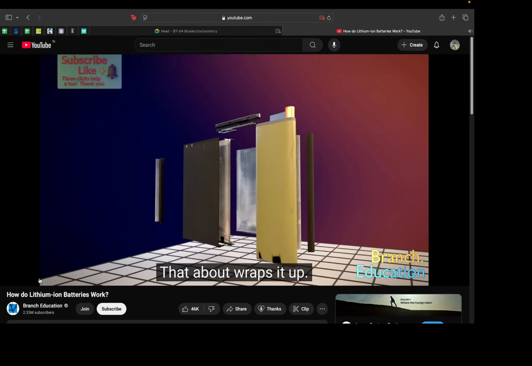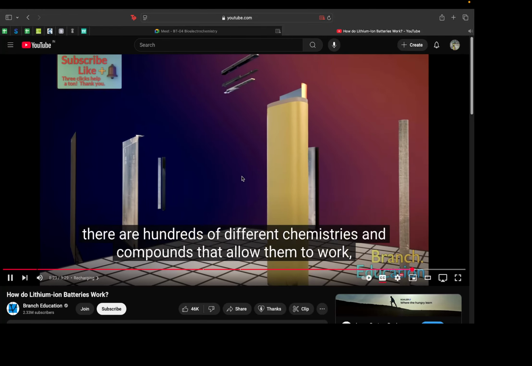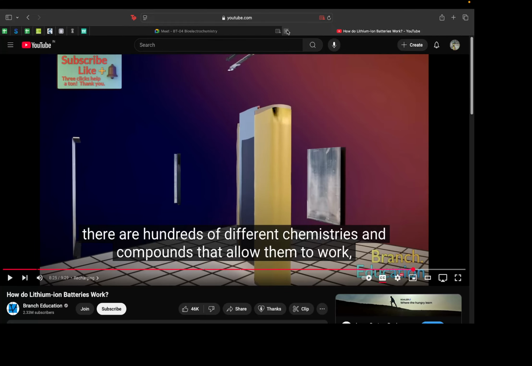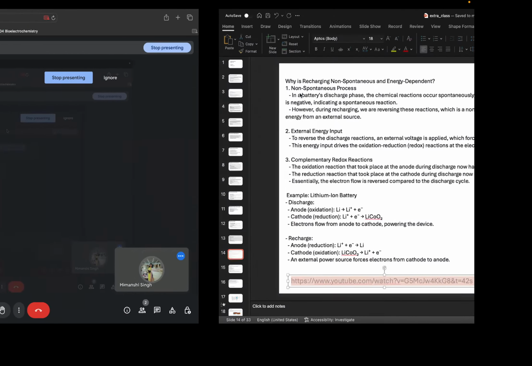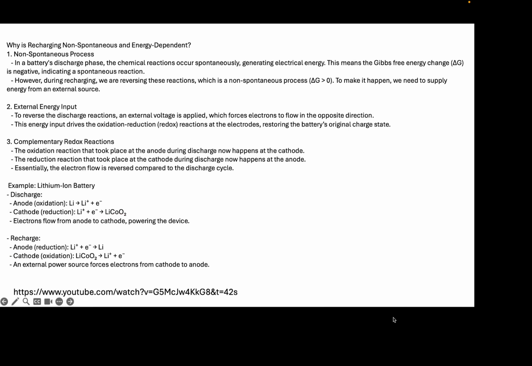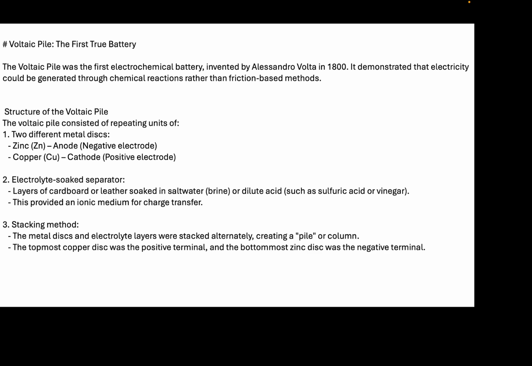That about wraps it up. When it comes to batteries, there are hundreds of different types. Okay, so that was the basic lithium ion battery, or how the batteries work and why we should recharge it and why it's a non-spontaneous process. Next topic is the Voltaic pile, that is the first true battery.